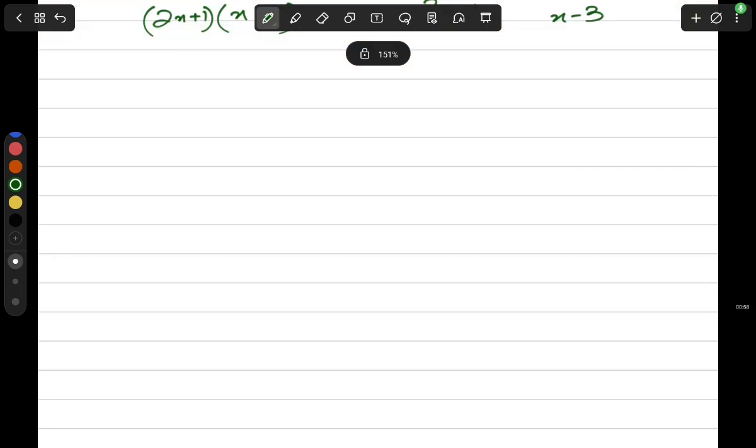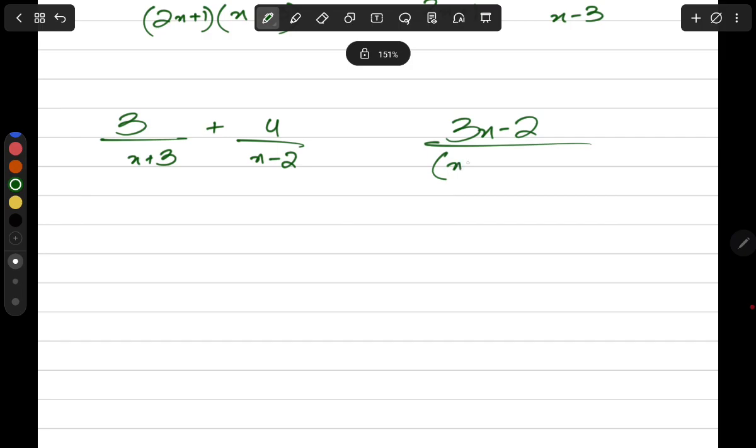Now, in O levels, we used to combine fractions. Today we are reversing the process. So instead of combining 3 upon (x plus 3) plus 4 upon (x minus 2) into one fraction, we are going to take one complicated fraction, for example (3x minus 2) over (x plus 1)(2x minus 3), and split it apart into something like a upon (x plus 1) plus b upon (2x minus 3).